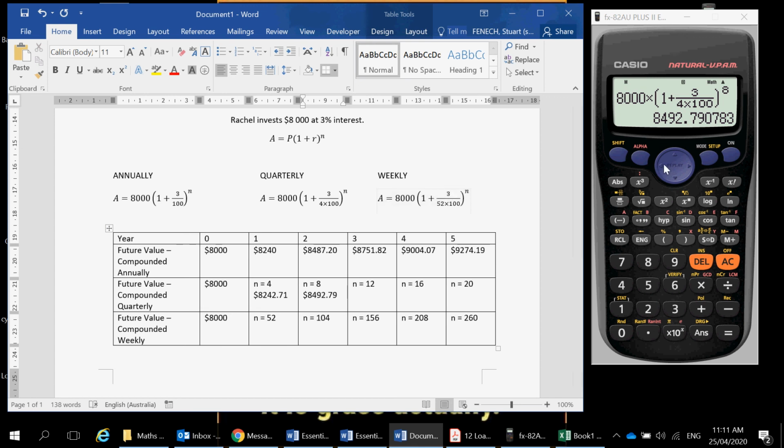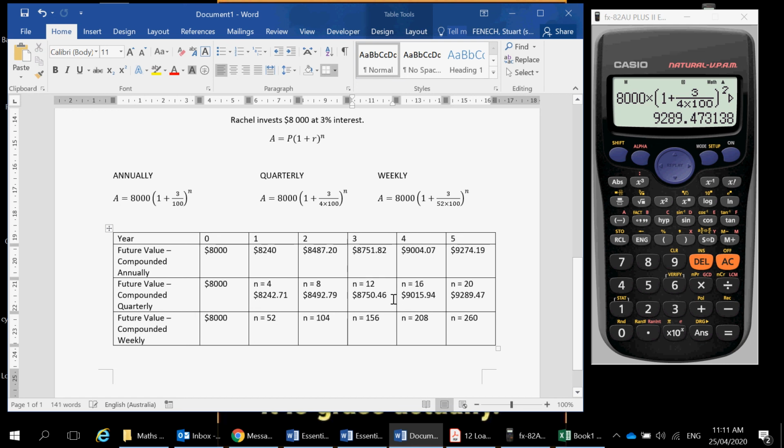492.79. When n is 12, 8,750.46. When n is 16, we're going to get 9,015.94. When n is 20, we're going to get 9,289.47. Now, the more frequently you compound your interest, the bigger value you should get. So all of them should be just slightly bigger than what they were for the annual numbers.